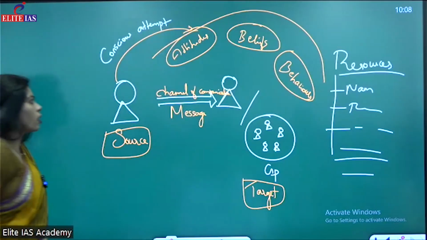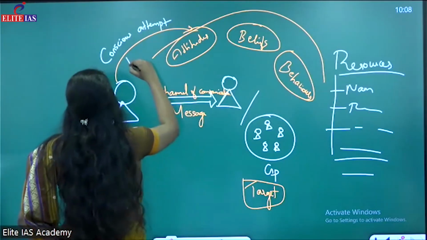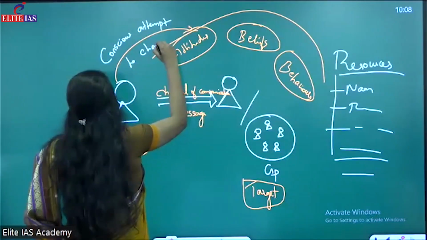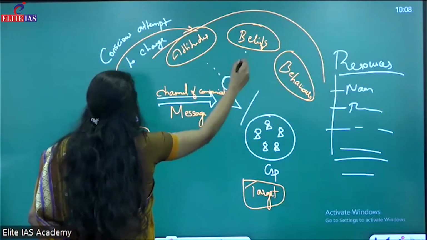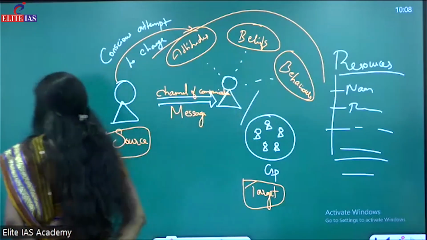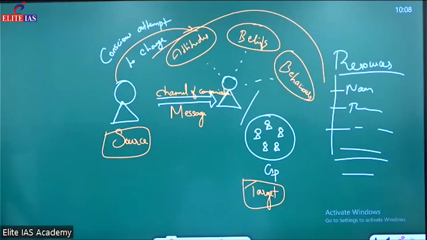A conscious attempt to change the attitudes, beliefs, and behaviors of the target group through the transmission of some message. So this is persuasion. Social influence, we already have had a diagram. And in persuasion, this is the diagram which we can use. There should be a source, there should be a destination, there should be some message to be transferred between the source and the destination through a channel of communication, either through the direct channel or through the indirect channel.